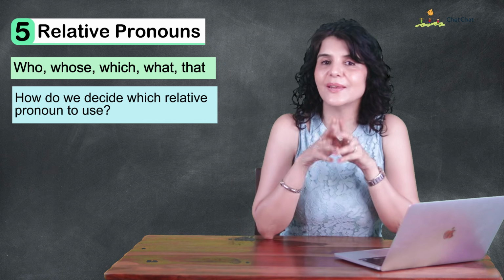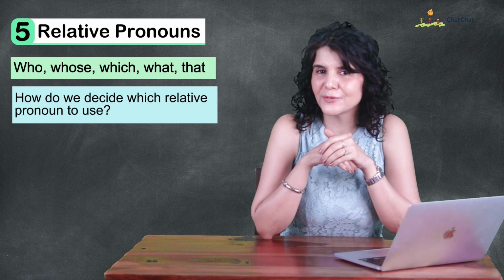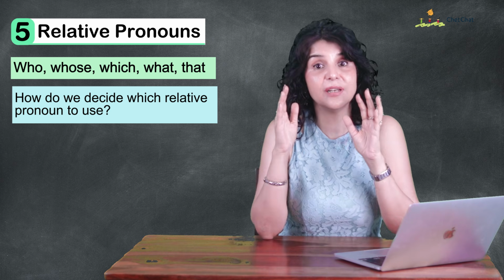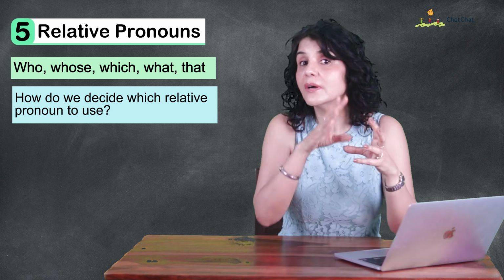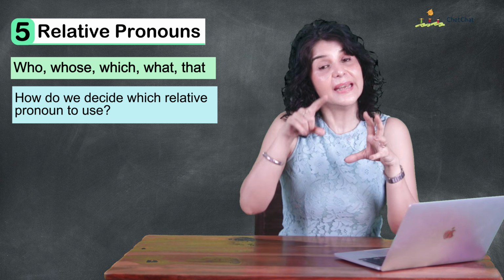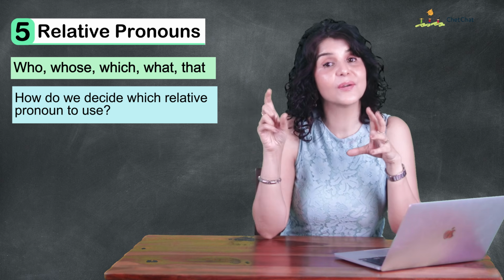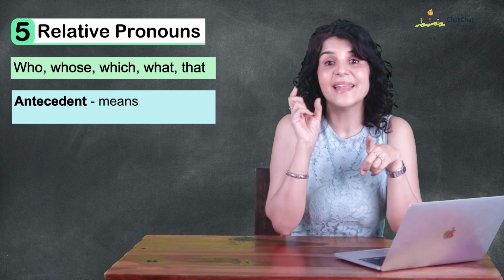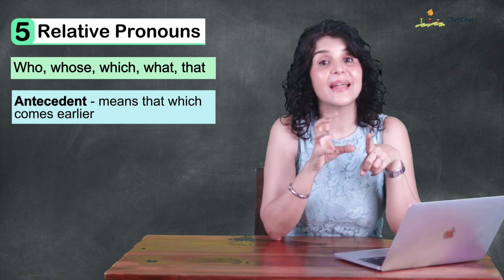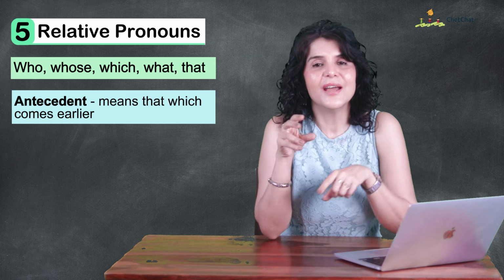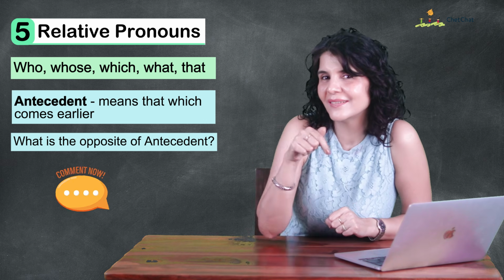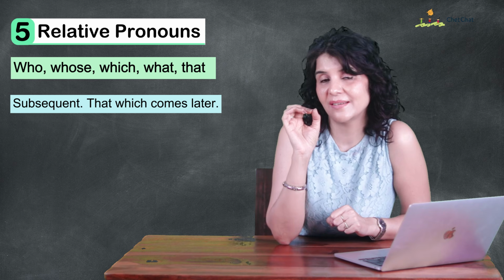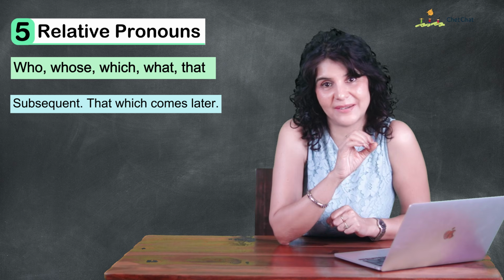How do we decide which relative pronoun to use? Remember, we said that relative pronouns relate to some noun earlier in the sentence. This noun is called the antecedent of the pronoun. Antecedent means that which comes earlier. What is the opposite of antecedent? Comment below. Yes, it is subsequent, that which comes later.